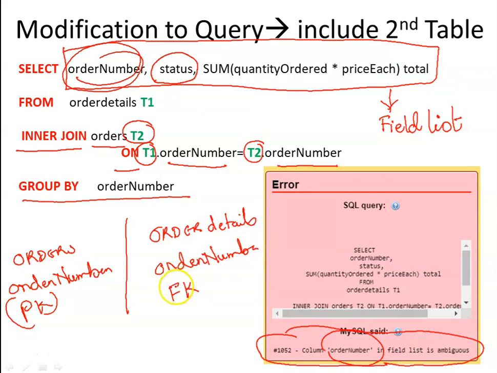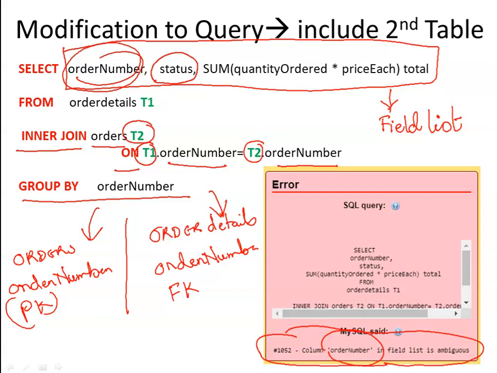Now what has happened is, when we joined both the tables, the attributes from this table and the attributes from this table are there in our temporary table. Now there is a confusion with respect to the select statement. It does not know which order number it has to pick, whether you are referring to the order number from the orders table or the order number from the order details table. So this is the confusion.